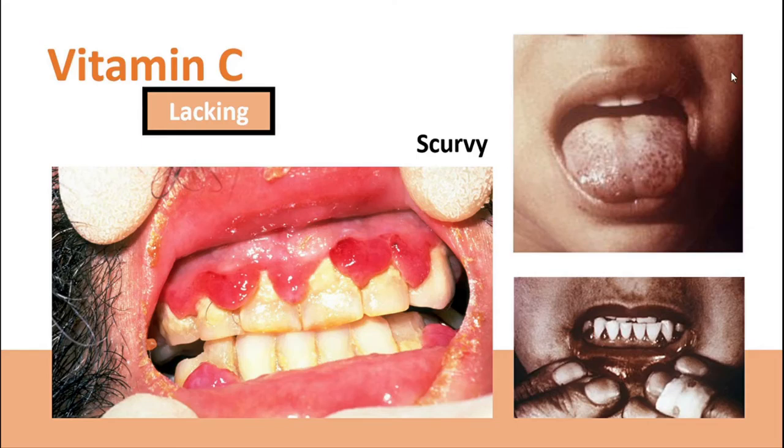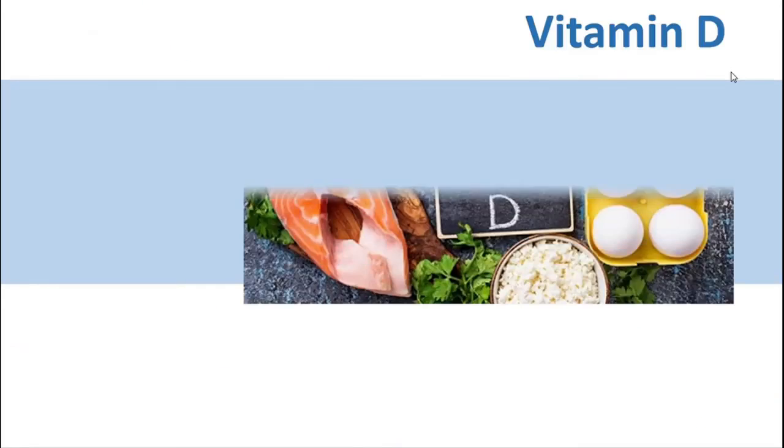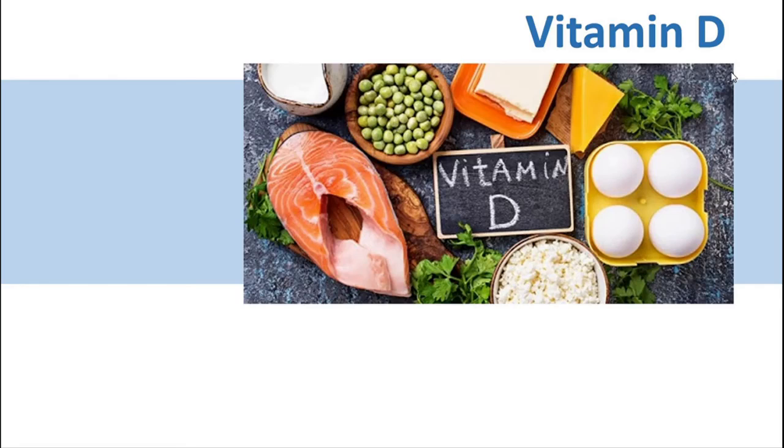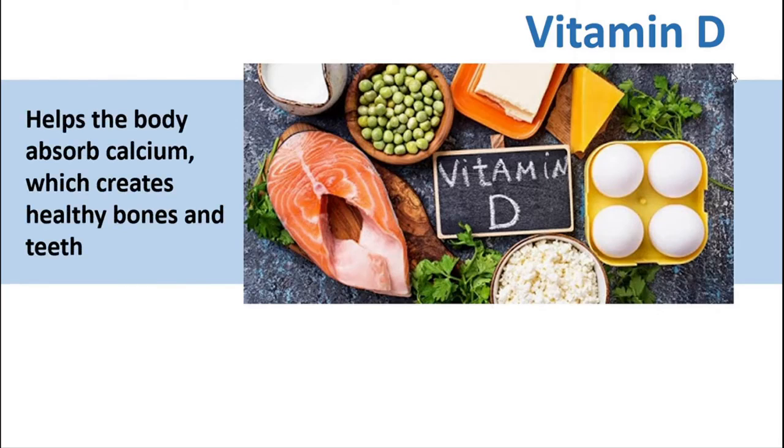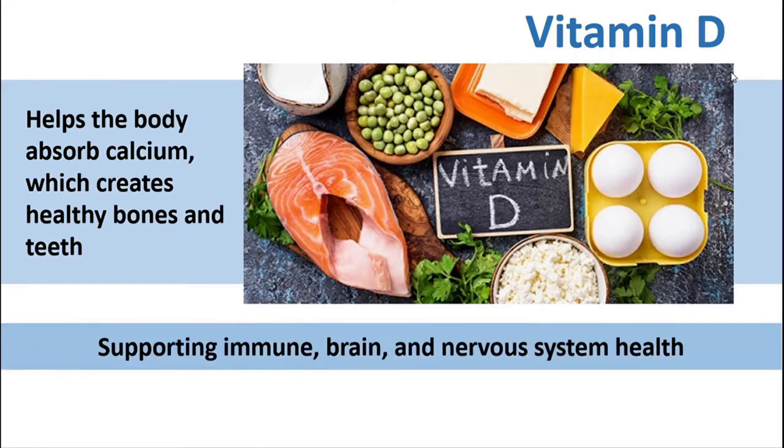Next, I will talk about a common vitamin, that is vitamin D. You can get vitamin D from plentiful food sources including fatty fish, eggs, cheese, beef liver, mushrooms, or milk. Vitamin D helps the body absorb calcium, which creates healthy bones and teeth. Besides that, it can support immune, brain, and nervous system health.